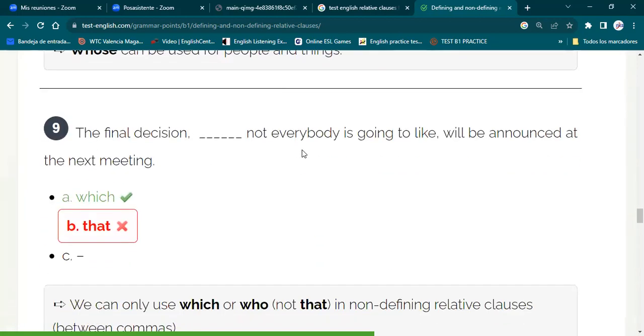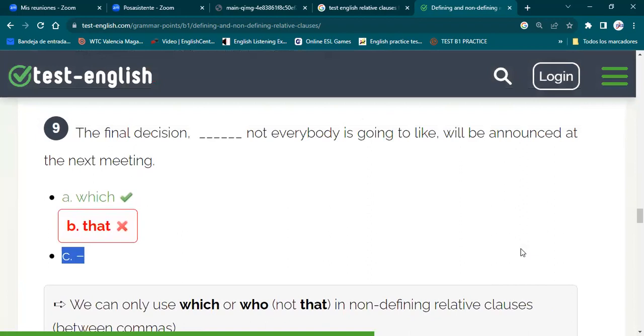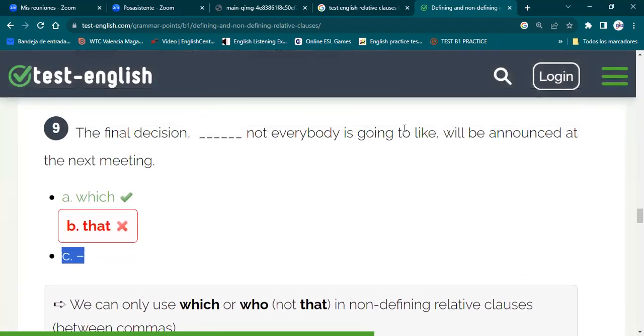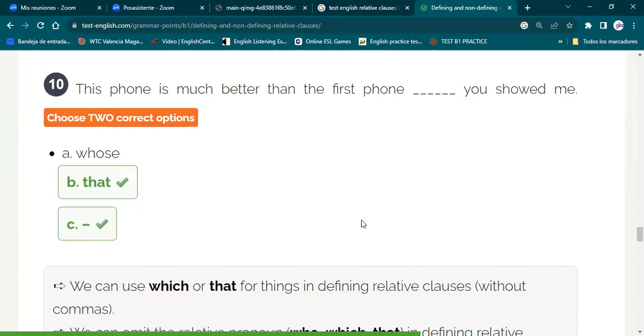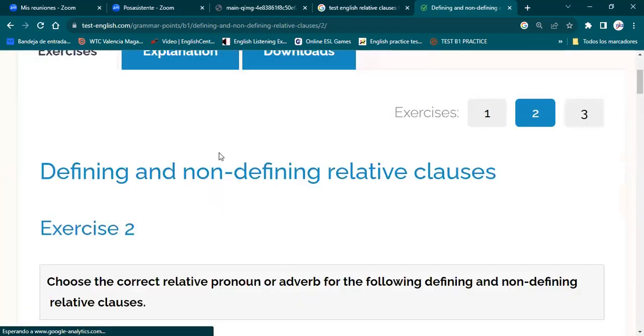The final decision, which not everybody is going to like, will be announced. So we use which or we use nothing. Because this is that without commas. And here we have one comma and here we have the other. And not everybody works as a subject. Not everybody is going to like. Okay, this is correct. Let's go to page number 2.